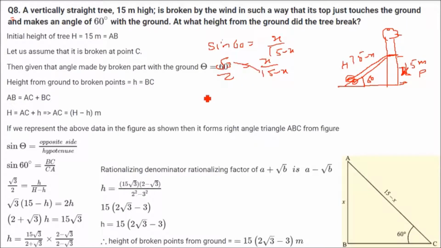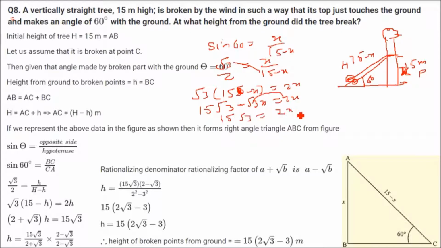So I can multiply this, root 3 into 15 minus x equal to 2x. This will be 15 root 3 minus root 3x equal to 2x. I'm bringing it here. So 15 root 3 will be equal to 2x plus root 3x. I'm taking x common, so it will be 2 plus root 3. Now I'm bringing this down in order to find x. X will be equal to 15 root 3 divided by 2 plus root 3.